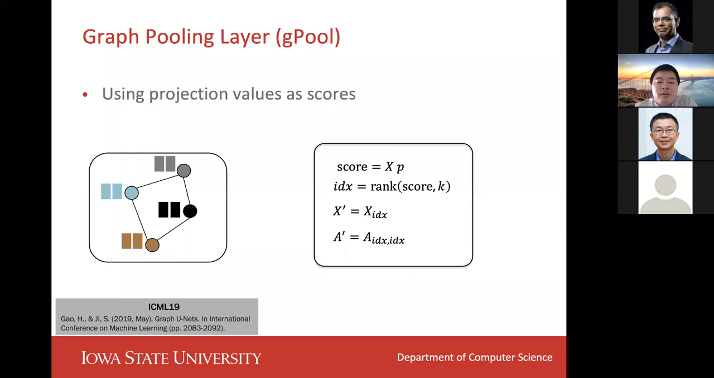In our proposed graph pooling layer, we use projection values as the ranking scores. By using a trainable vector P, we project each node's features onto this vector, and the projection values are used as their ranking scores. Then we rank them based on this score and select the K nodes to form the new graph. Here we store the indices of the selected nodes in idx, and then we extract a new feature matrix and the new adjacency matrix.